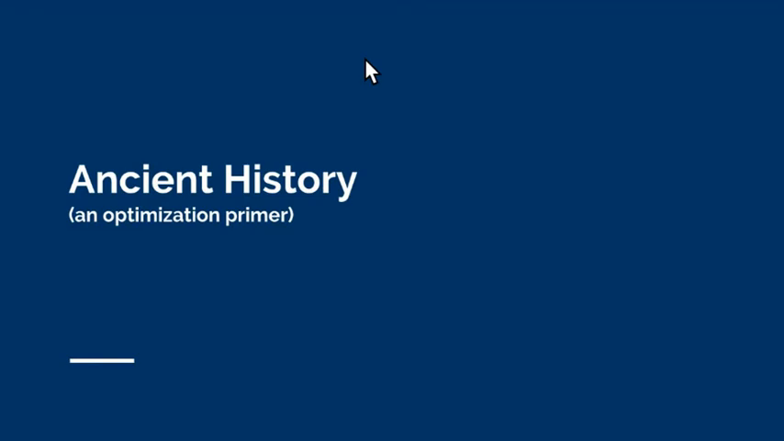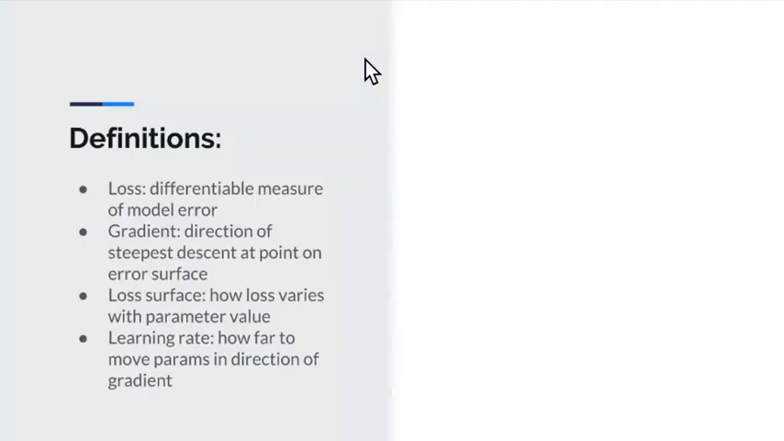Let's start by talking about ancient history. And by ancient history, I mean an optimization primer intended to get everyone on the same page for the rest of the presentation. First, some definitions. Loss is a differentiable measure of model error. The gradient is the direction of steepest descent at any point on the error surface. The loss surface, or error surface, is a visualization of how loss varies with parameter value. And the learning rate is how far to update parameters in the direction of the gradient after each gradient calculation.